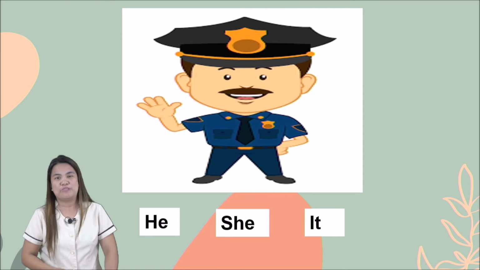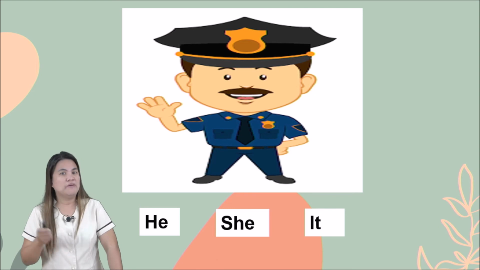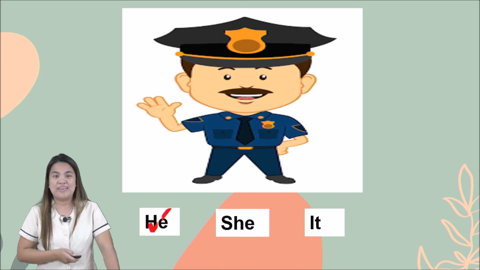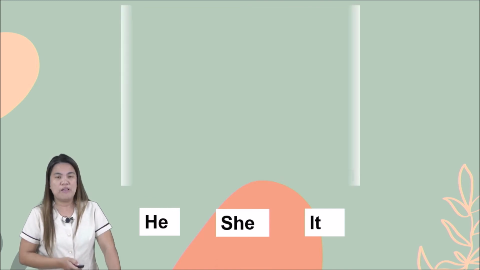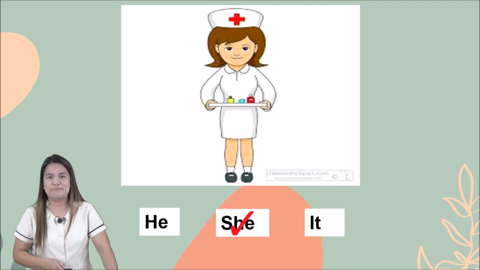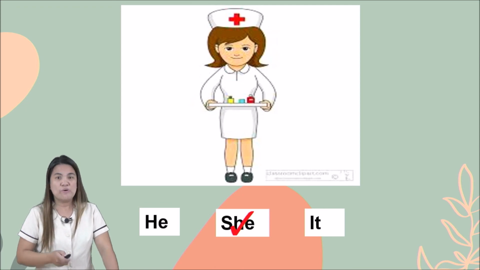And another example. Oh, look at the picture. What will you check? She? No, no, no. It? No again. Yes, it is he. Very good. You are all smart. Okay, next, another example. Oh, look at the picture. Is it a boy or girl? What will you use? She. Very good. A girl. It's a nurse, right? So, I know you understand our lesson for today.